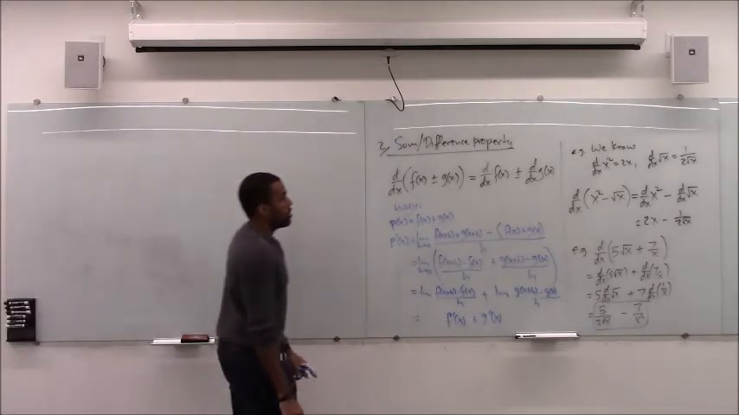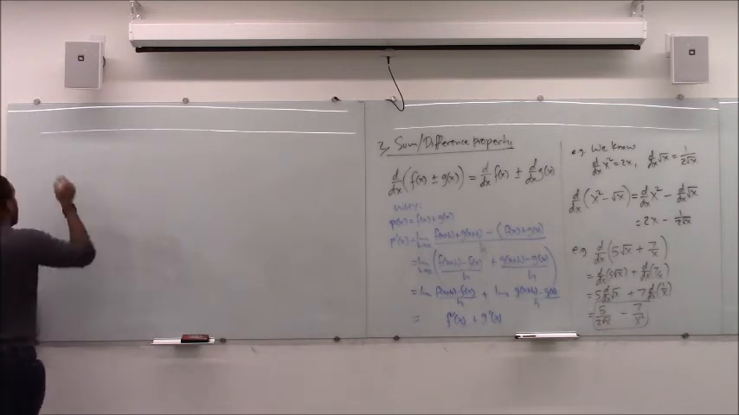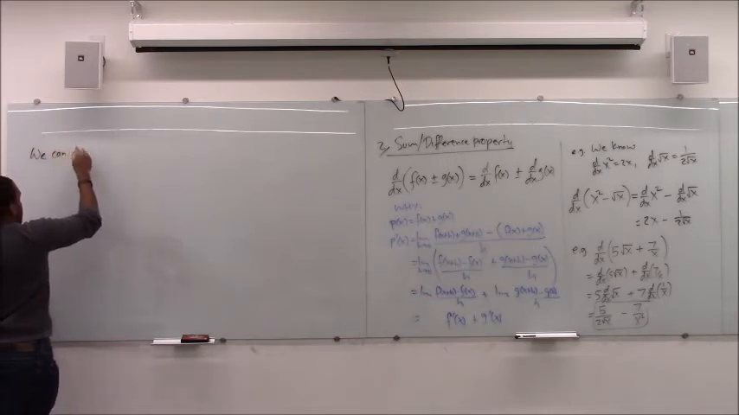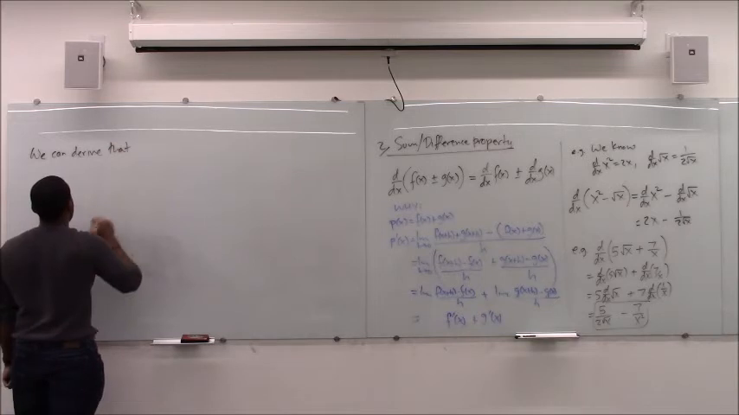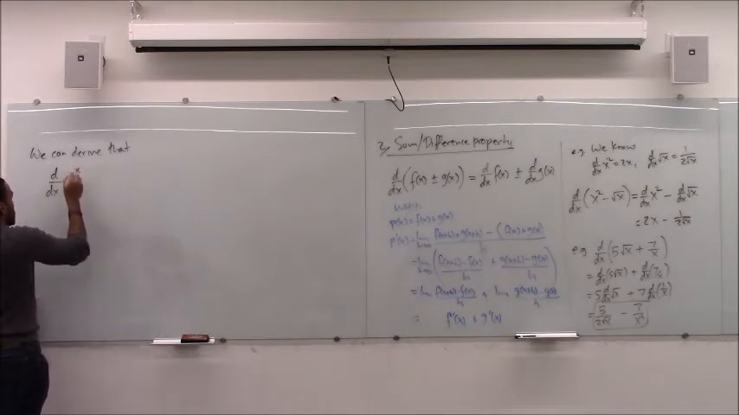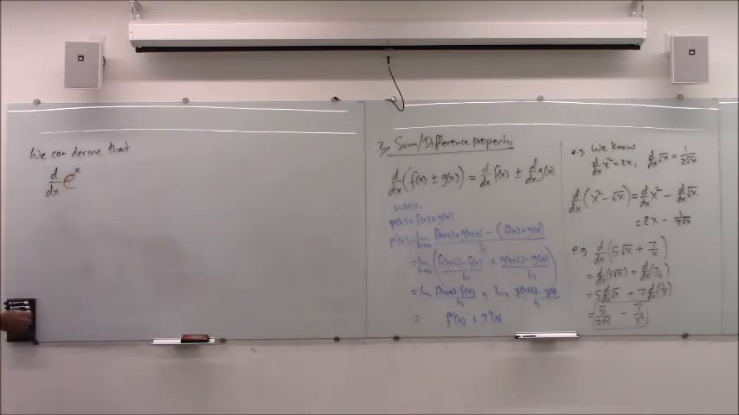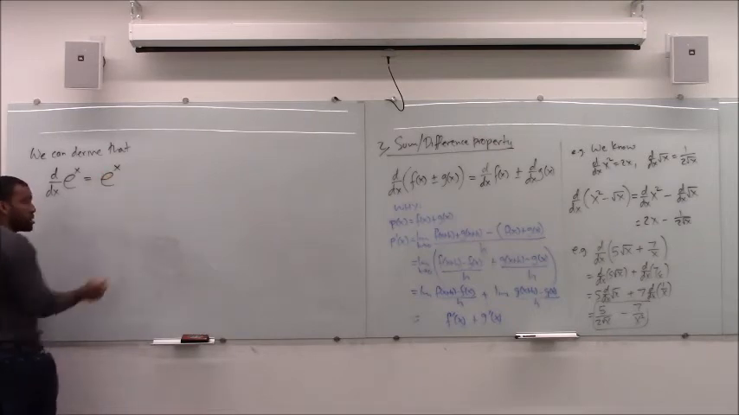We'll get back to more properties soon, but here's something that we can know. We can derive, I'm not going to derive it for you, even though we can, that if I were to take the derivative of the function e to the x, the result would actually be e to the x.